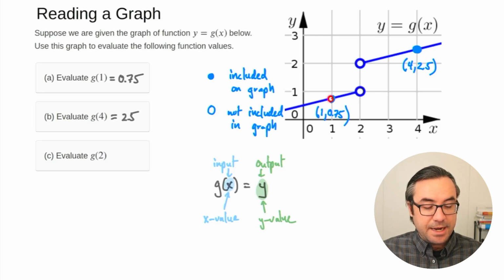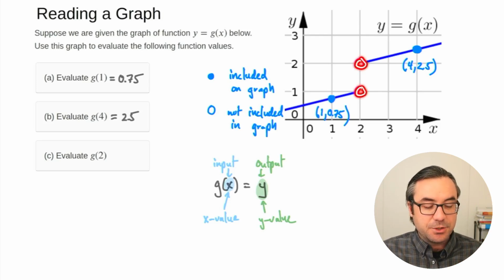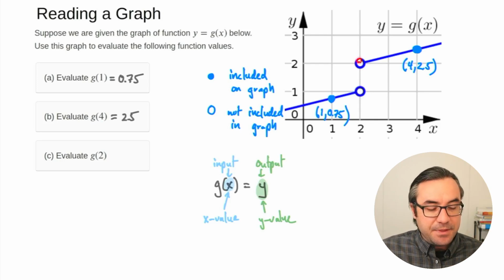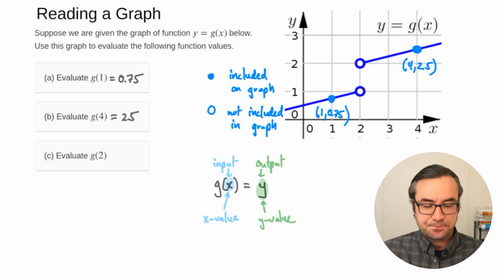Just like I enlarged this point to show it and emphasize it, that's why these appear so much bigger. We're just emphasizing that there's something going on there, and these points are not actually part of the graph of our function. It's kind of like a hole. It's a little point that's missing on our graph.